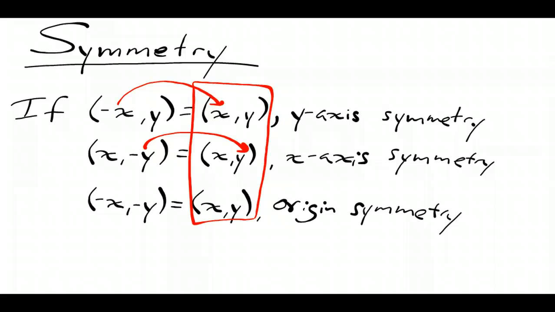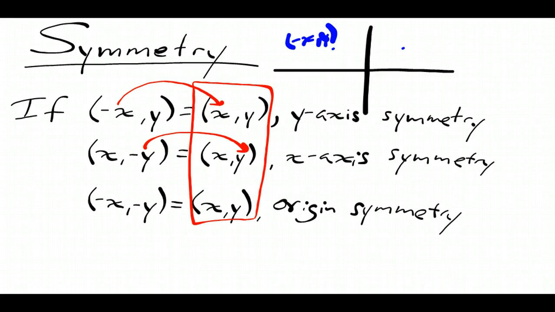So for y-axis symmetry, if I have my axes here, I'm going to use a blue dot for my y-axis symmetry. If I have a point here, x, y, then it can reflect over the y-axis such that I have negative x, y. Oops, that's too big.